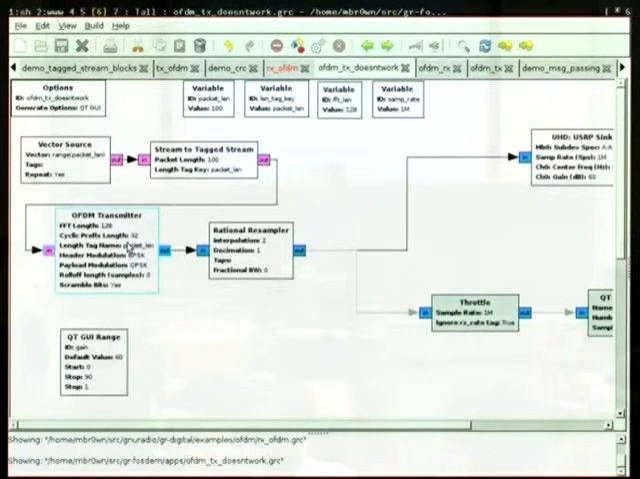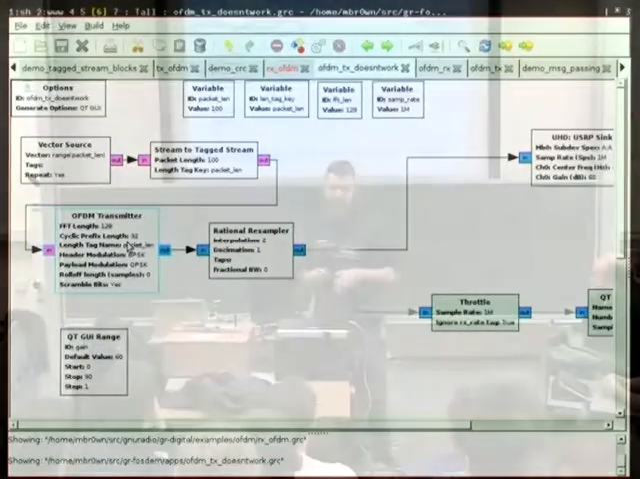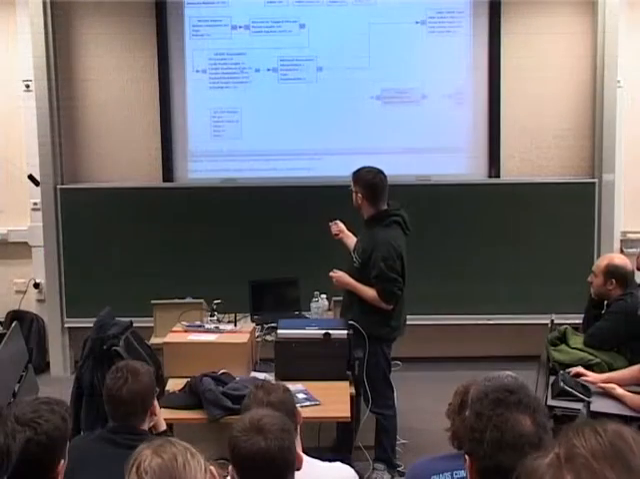First of all, the OFDM transmitter and receiver have been packed into hierarchical blocks. If you start experimenting, use these. Don't go ahead and try to connect all these subcomponents yourself. First get this running, and then you can try experimenting on the rest.